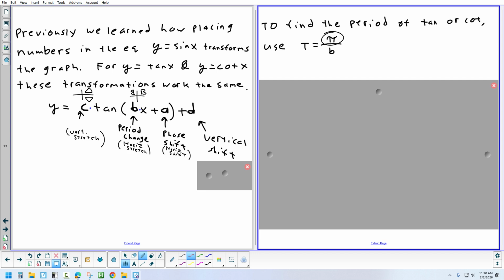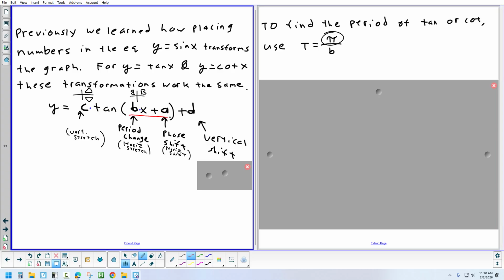A. A is 1. B. And B, yes. Those are the part that will affect vertical asymptotes. The reason C doesn't is because imagine you have a line going up and down forever and you stretch it taller. It still goes up and down forever. If you have a line that goes up and down forever and you shift it up, it still goes up and down forever. So C and D have no effect on the asymptotes.